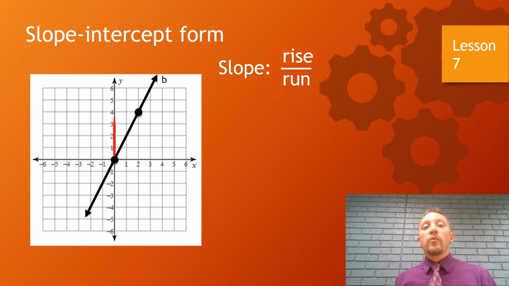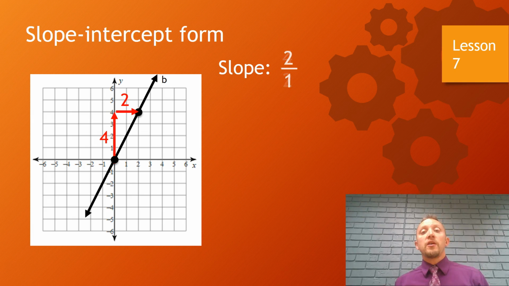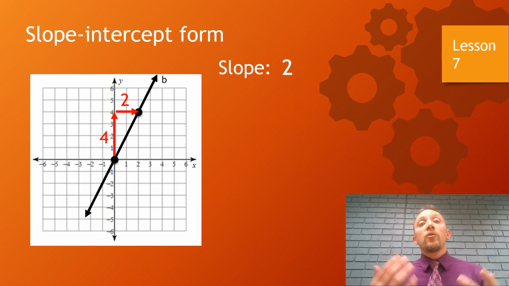So this one, we're going to rise up 4 units, then we're going to go across 2 units. So our slope would be 4 over 2. Now you always reduce your fractions. 4 over 2 reduces to 2 over 1, or you might have just said 4 divided by 2 is 2. Regardless, your slope for this is just 2.